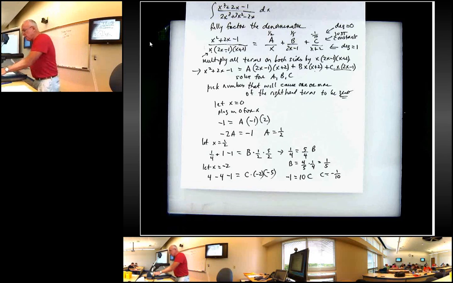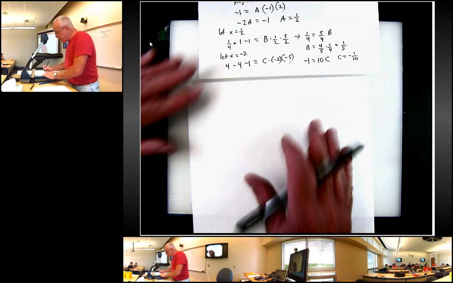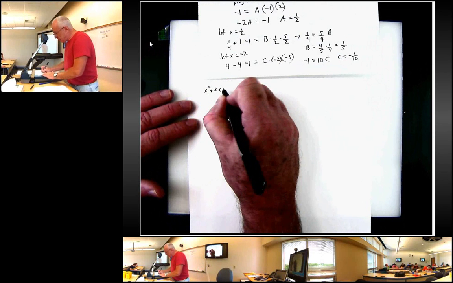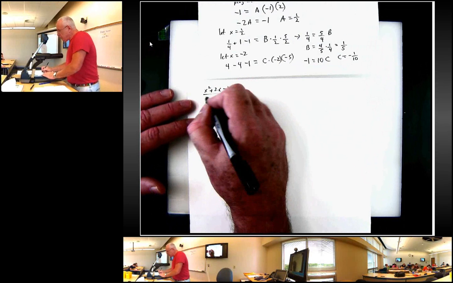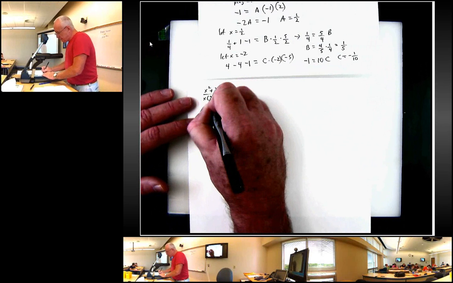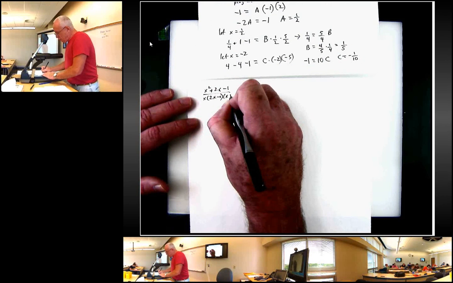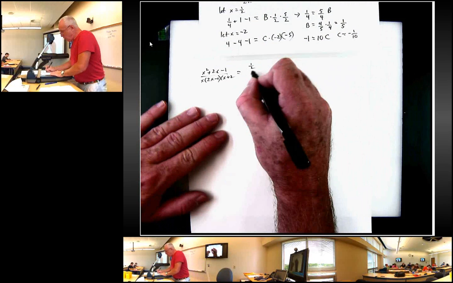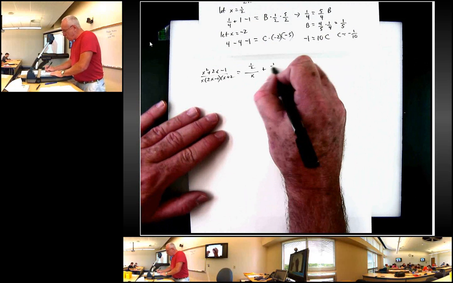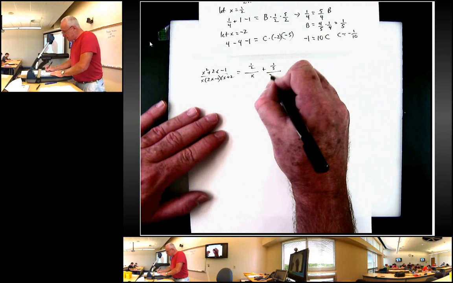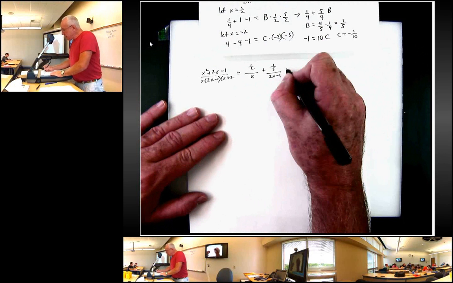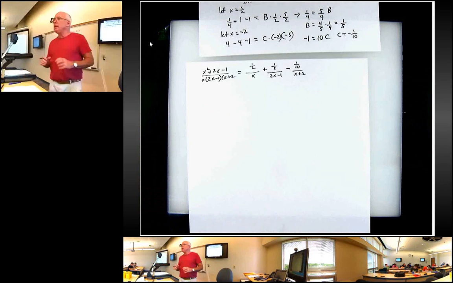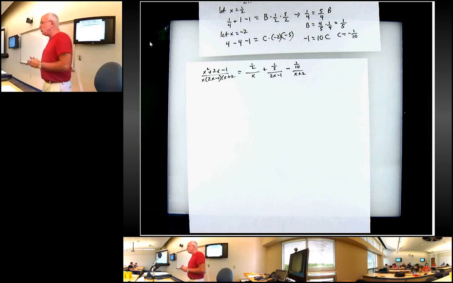Okay, so let's see what this has given us then. This has given us that our original, let's write down our original x squared plus 2x minus 1 over, and I'll even write it down as, well here, x times 2x minus 1 times x plus 2. This now can be rewritten as the following. 1/2 over x plus 1/5 over 2x minus 1 minus 1/10 over x plus 2.